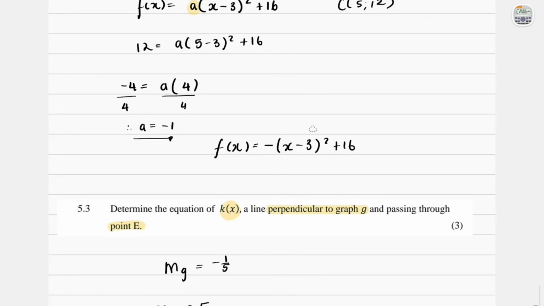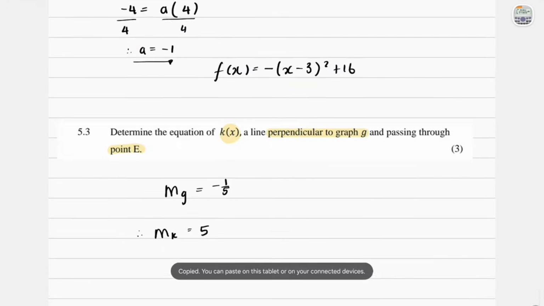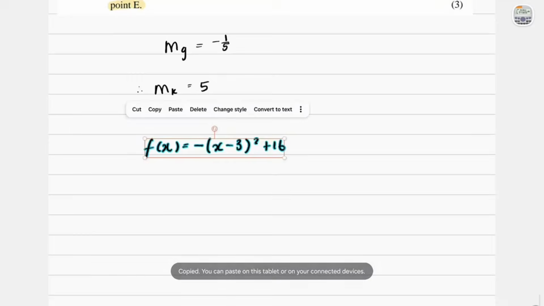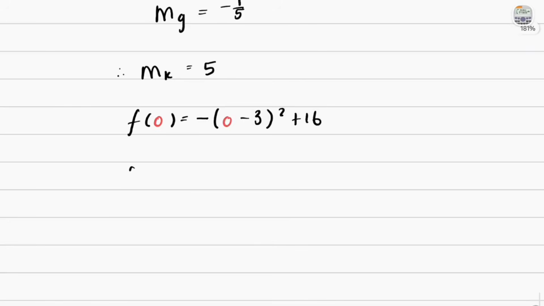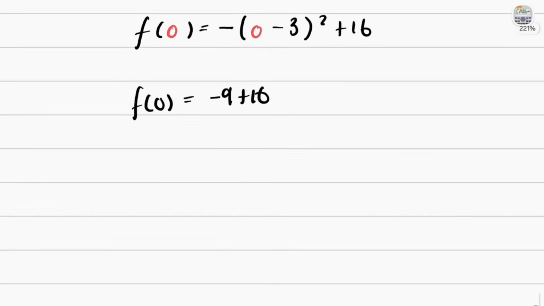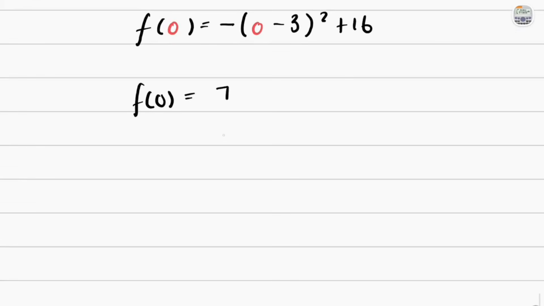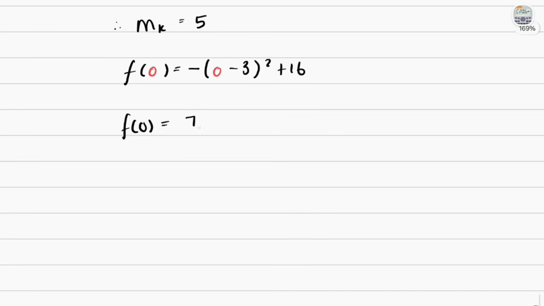So take your equation of f and you're finding the y-intercept, meaning at the y-intercept, this is where x is equal to 0. So in place of x, substitute 0. So f of 0 is equal to, and that gives us negative 3. Negative 3 squared is 9, but we have a negative outside, so this is negative 9 plus 16. 16 minus 9 is, that's like saying 10 minus 3, so that is 7. Okay, so we know the y-intercept now.